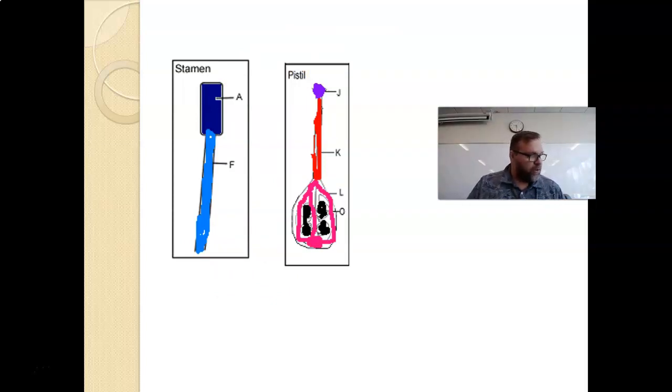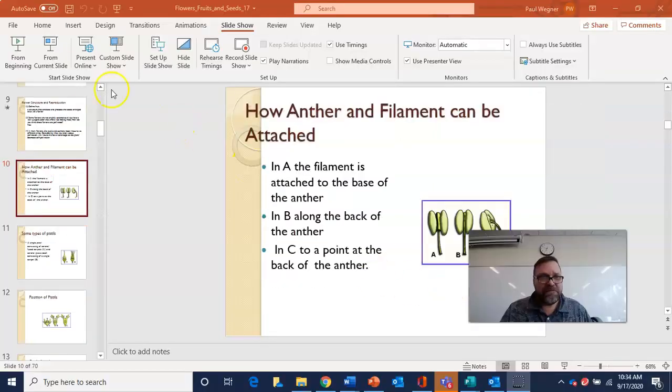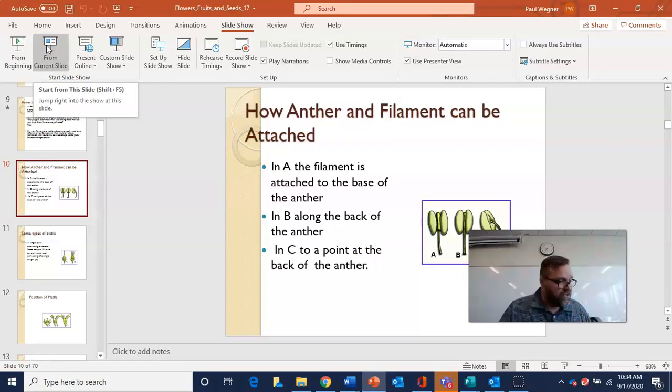Also going to color the small little boxes with the stamens and the pistils. Stamens and pistils. So color those also. Okay. So you're going to answer those questions on pages, looks like 3, 4, and 5. Answer questions on pages 3, 4, and 5.